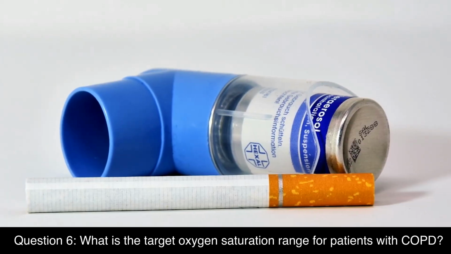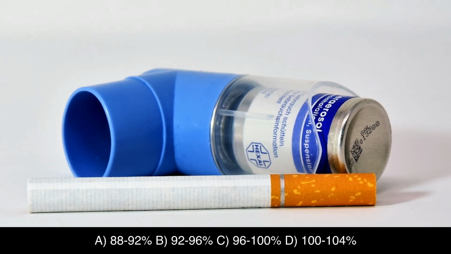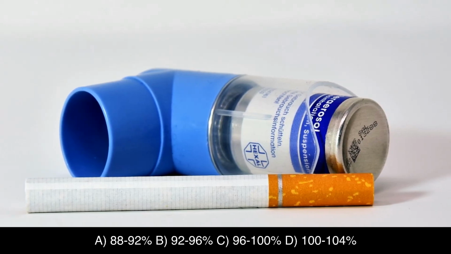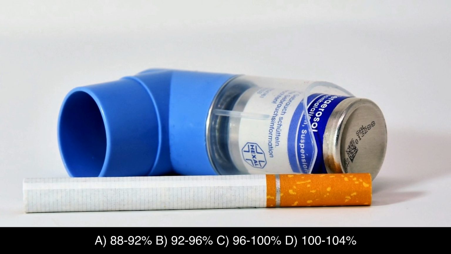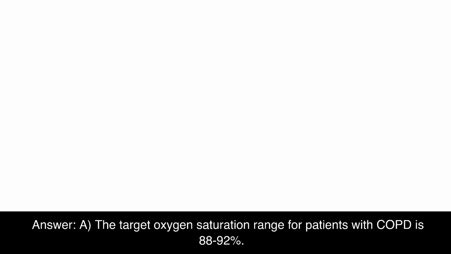Question 6. What is the target oxygen saturation range for patients with COPD? A. 88 to 92%. B. 92 to 96%. C. 96 to 100%. D. 100 to 104%. Answer. A. The target oxygen saturation range for patients with COPD is 88 to 92%.